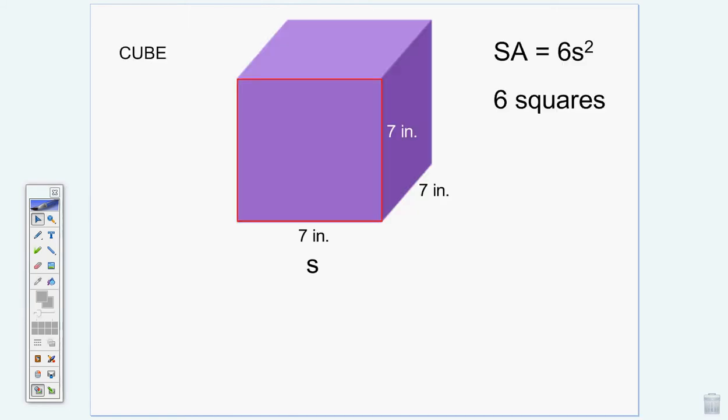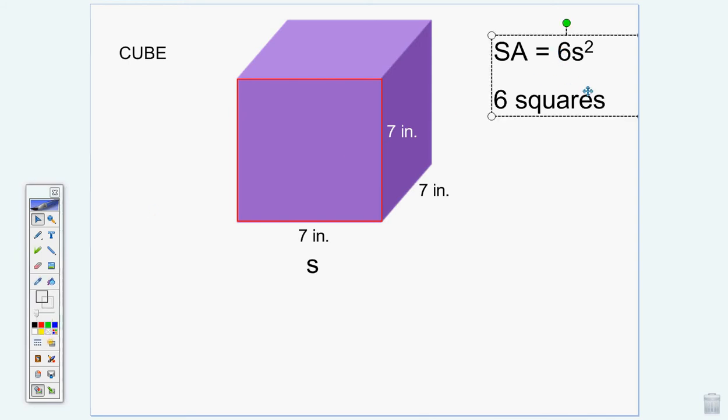The next shape is a cube. The surface area of the cube now is 6 sides. It's like a die, singular, and we know there's 6 sides, and there's 6 equal sides. So that's why we say 6s squared. 6 times the side squared.